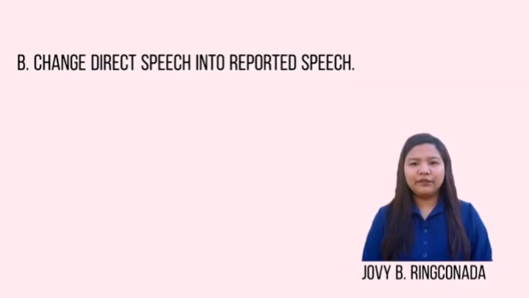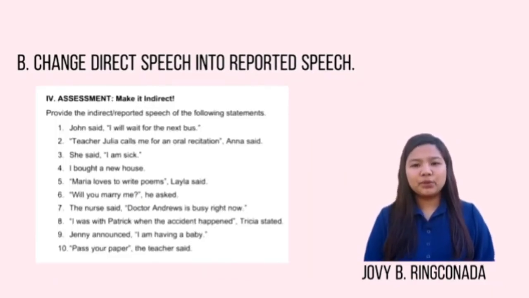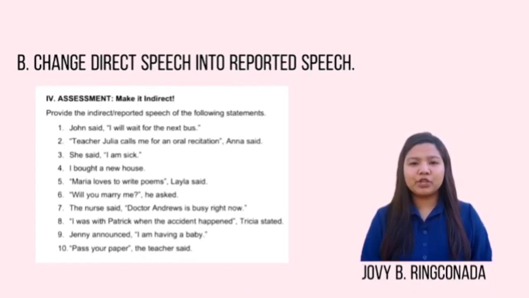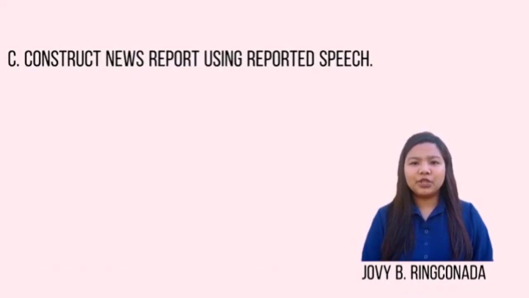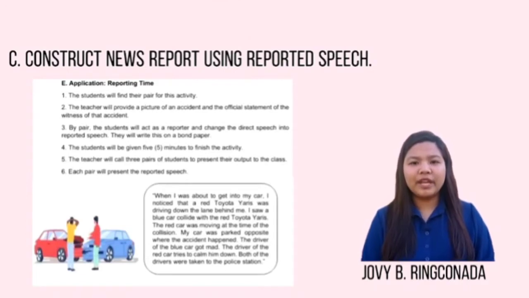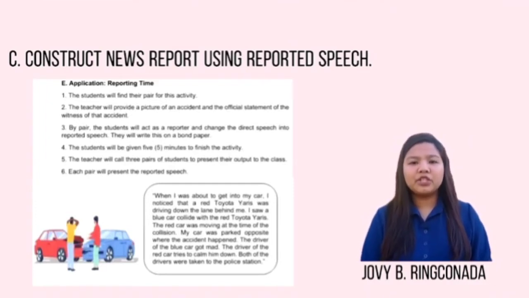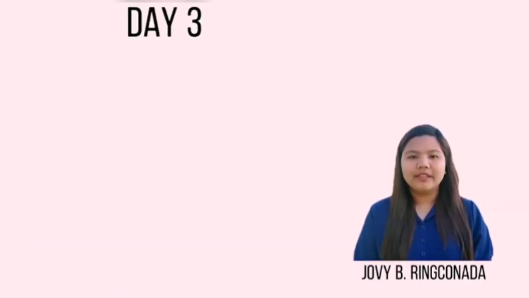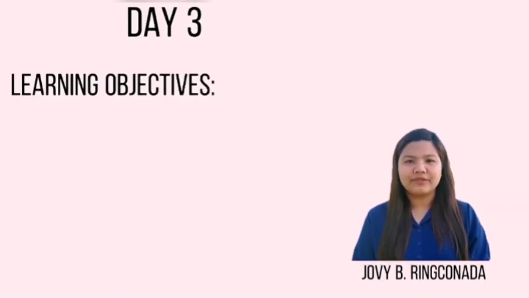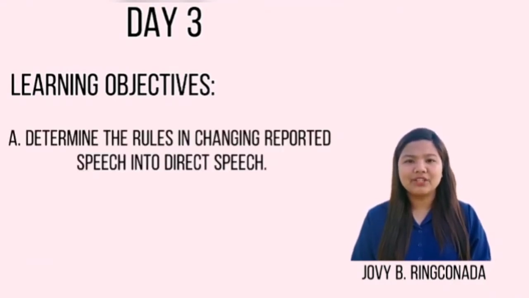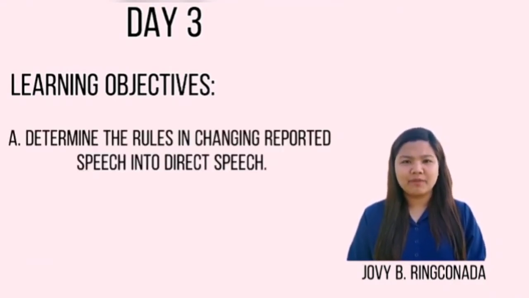The second objective relates with the assessment, where the students will change the 10 direct speeches into reported speech using the general rules. The third objective relates with the application, where the students will be given a statement in a direct form of speech, and then the students will now construct a news report by changing the direct speech into reported speech.